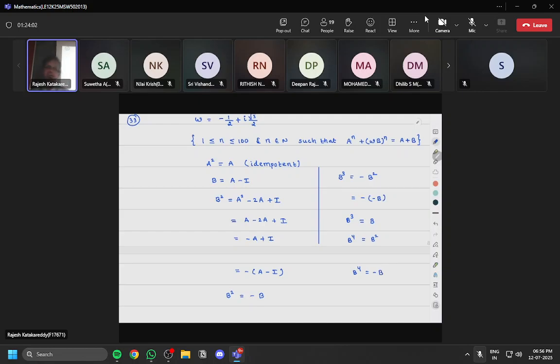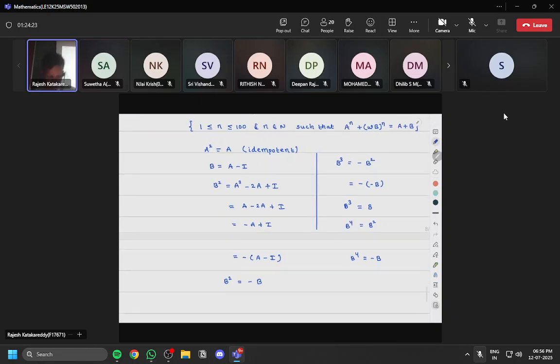So I have noticed a pattern now. B to the power even number, in this case minus B I have, in this case also minus B I have. B to the power odd number, that will be the same B. You can find B power 5 to justify this argument. Clear? Any doubts?